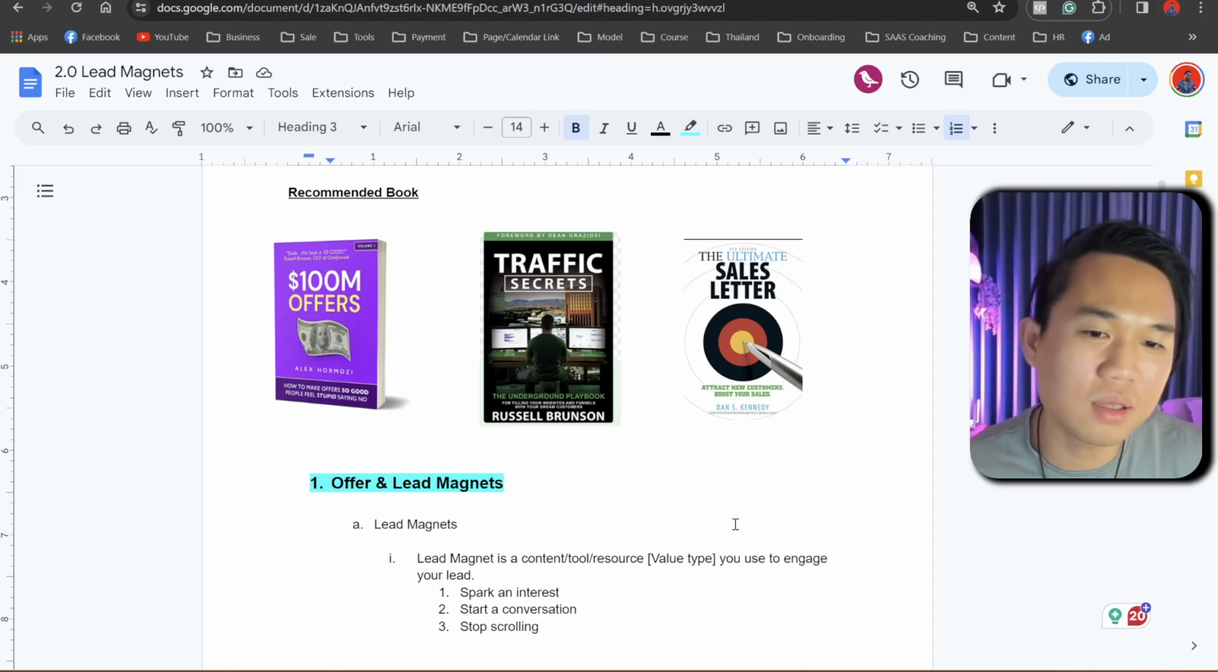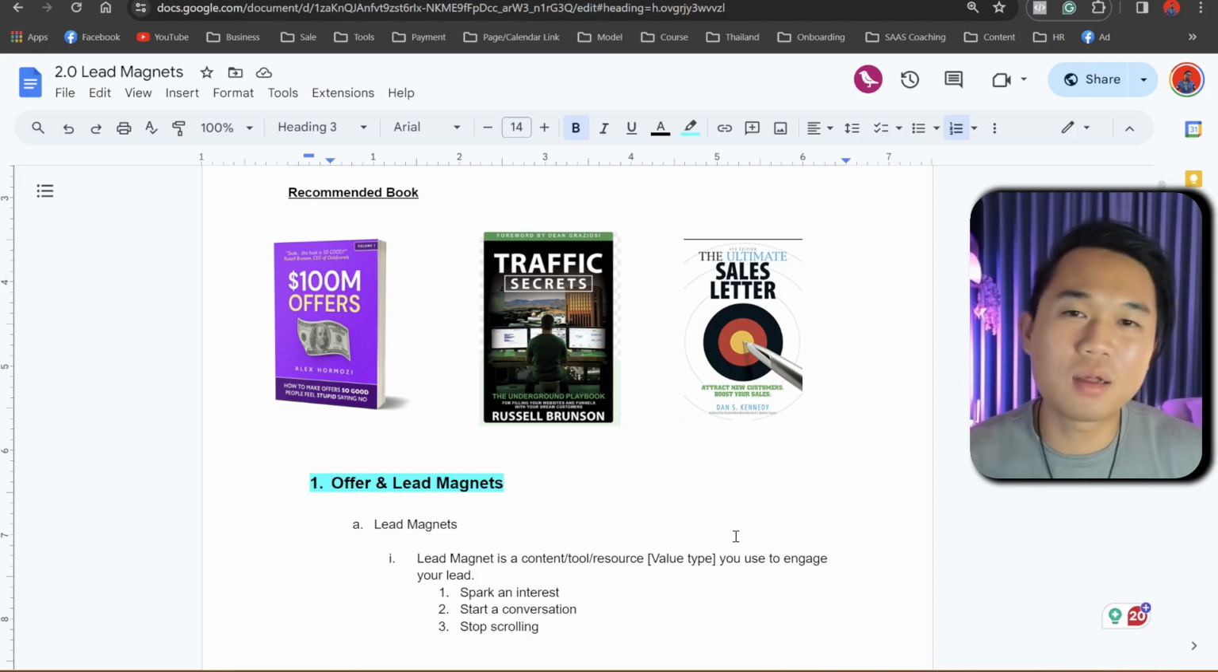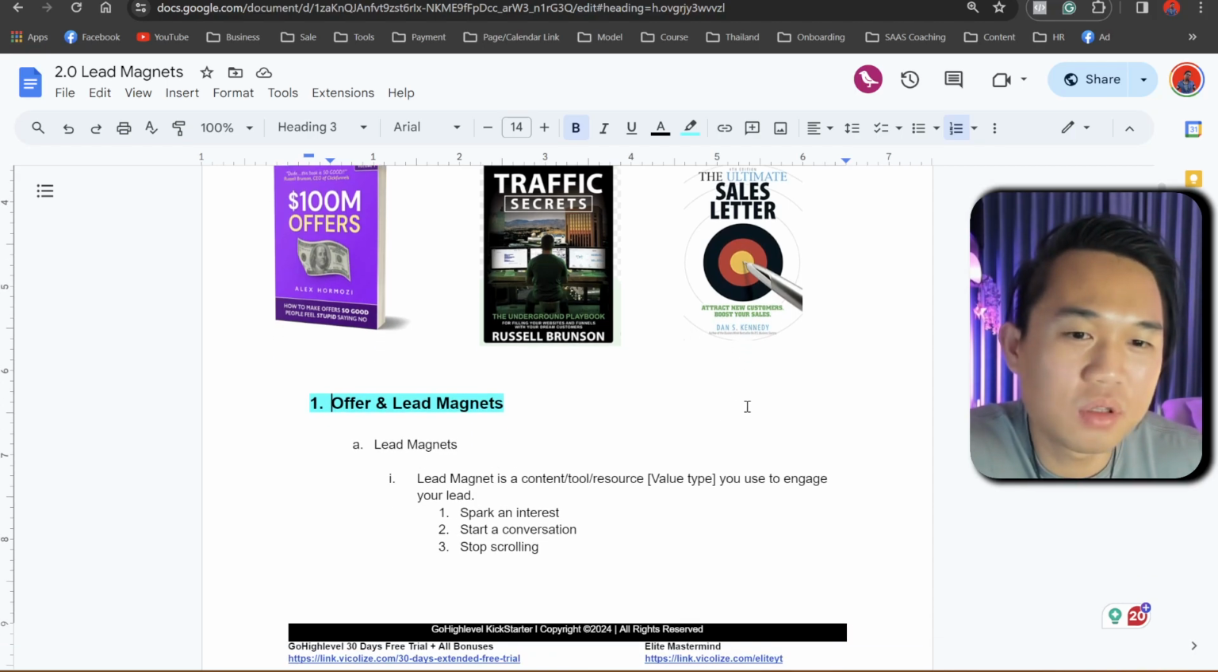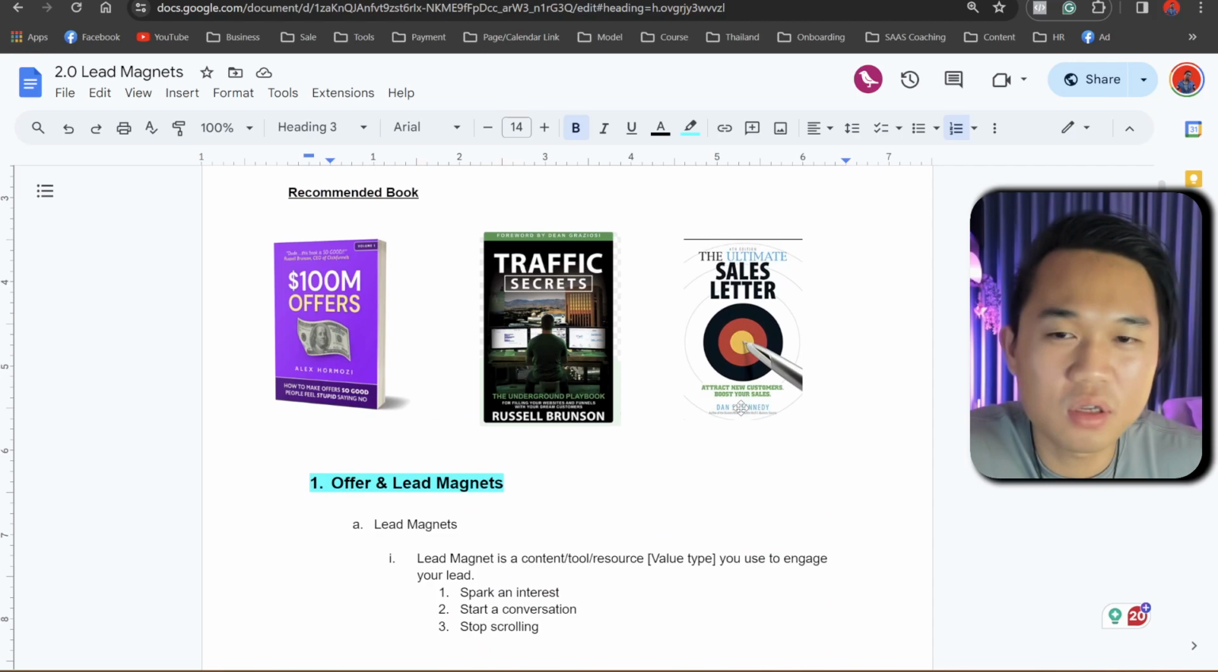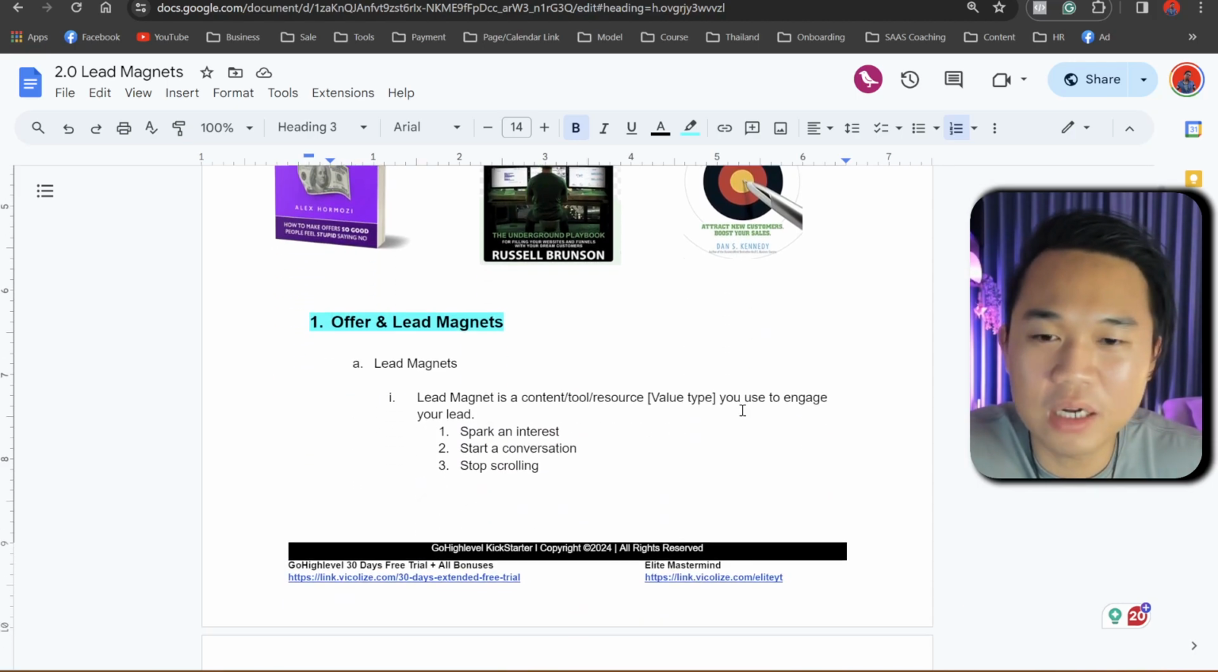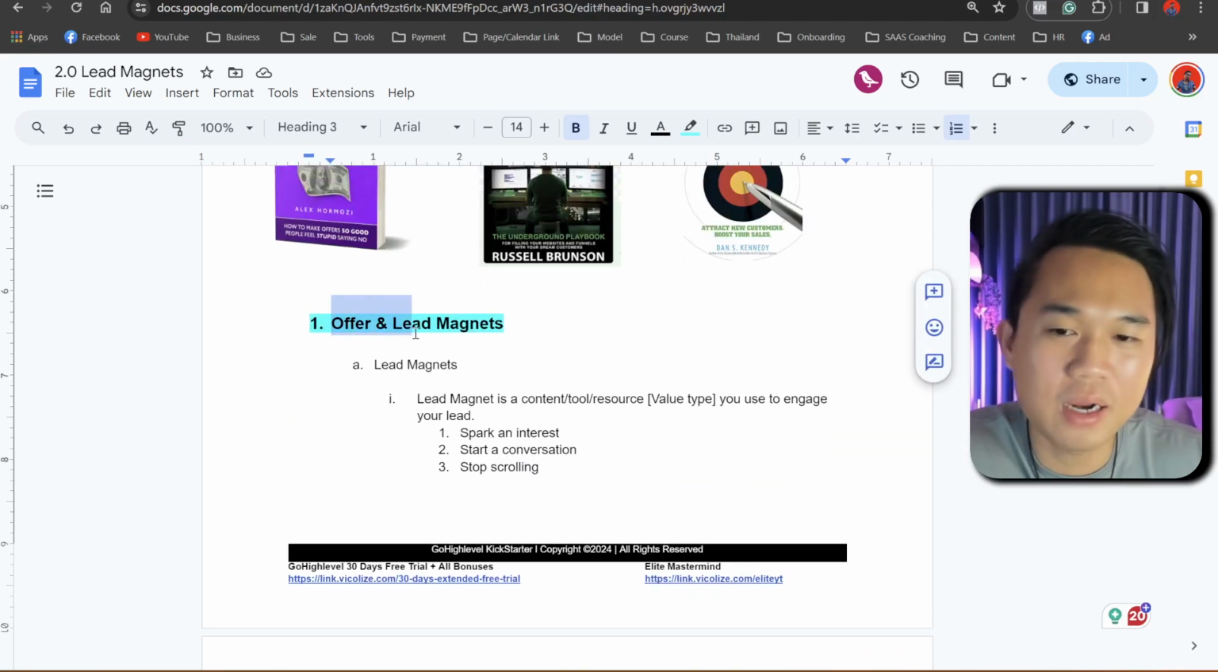The Ultimate Sales Letter is more about words: how can you express your lead magnet using words? It's more like copywriting, but it will definitely help you out in terms of constructing your lead magnet.